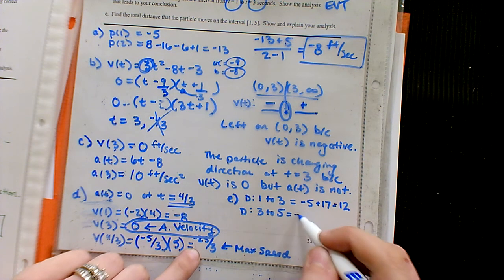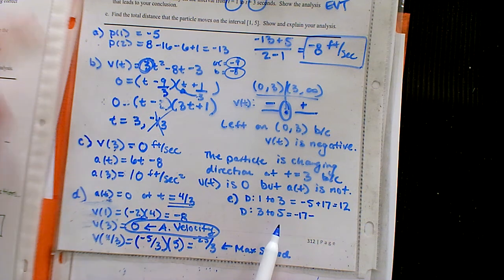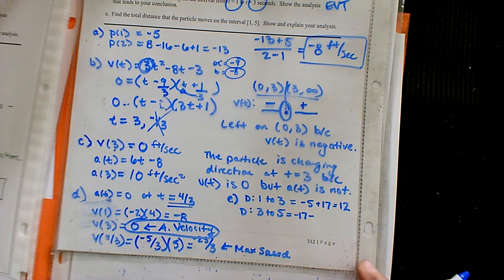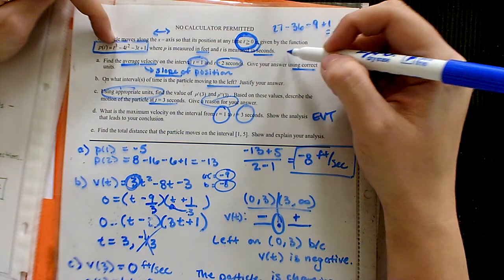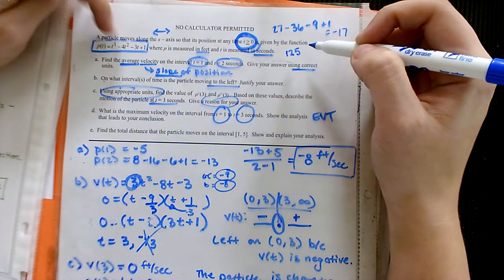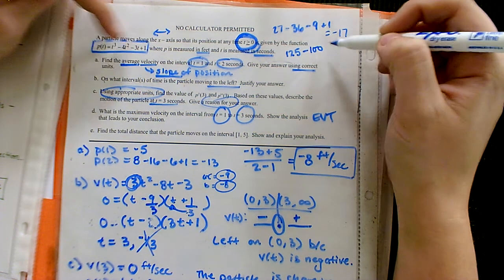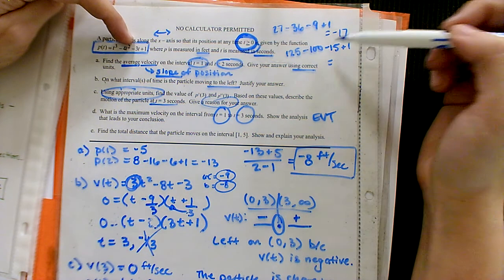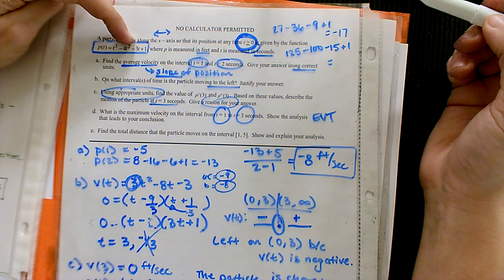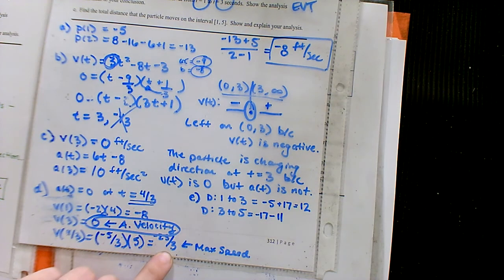For the next one, we'll take negative 17, which is the number we just found, and we're going to subtract our position at 5. We're going to have to go ahead and figure that one out. All right, let's plug in 5. 5 cubed, 125 minus. Okay, 5 squared, 25 times 4, 100. Minus 15 plus 1. So 125 minus 100 minus 15, 10 plus 1, 11. Okay. Negative 17 minus 11.